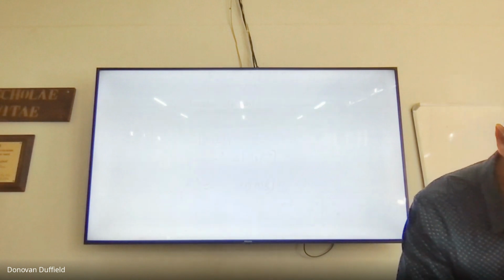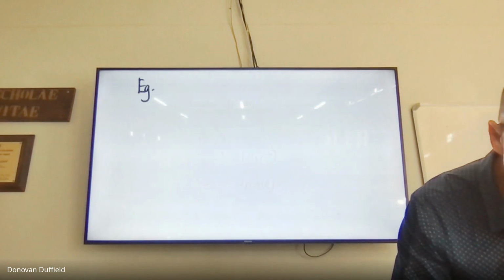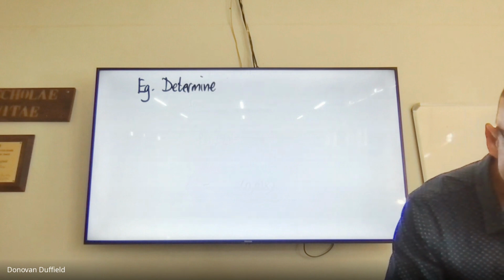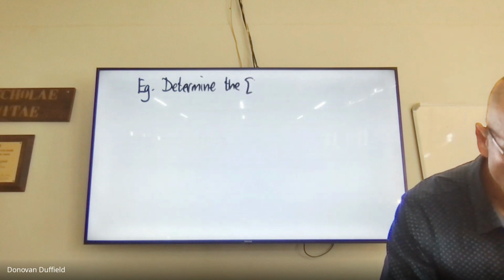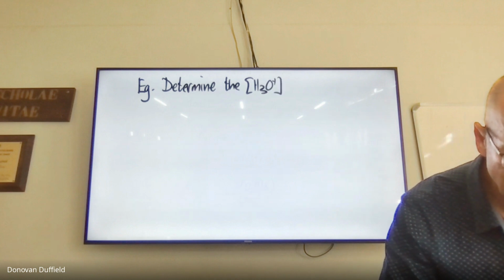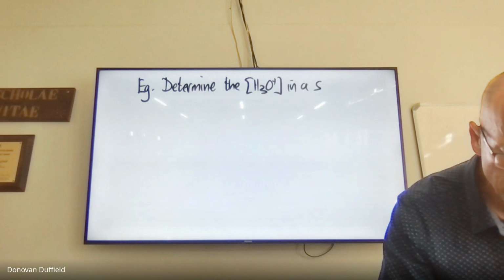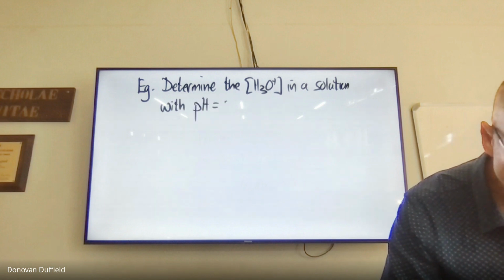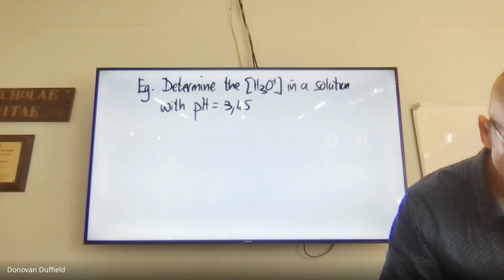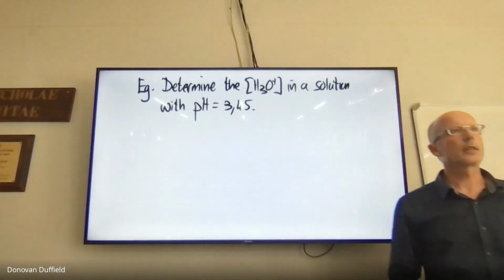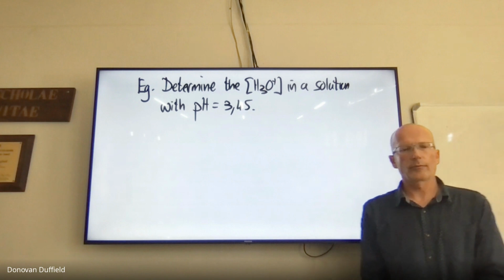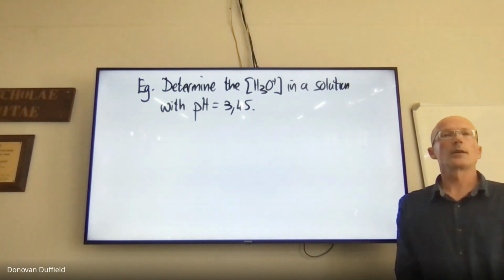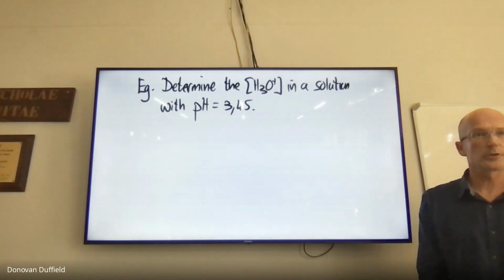Determine the concentration of hydronium ions in a solution with pH 3.45. And this is where I'm going to answer your question.